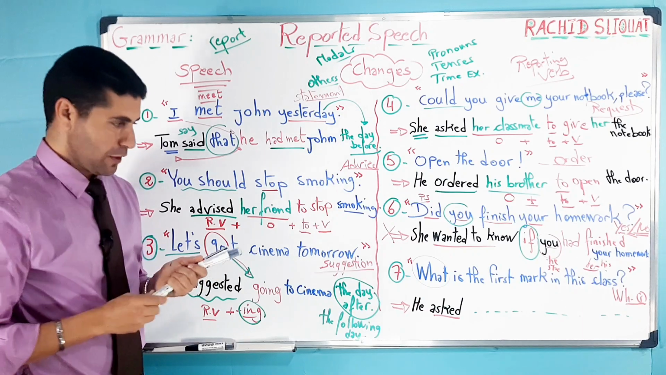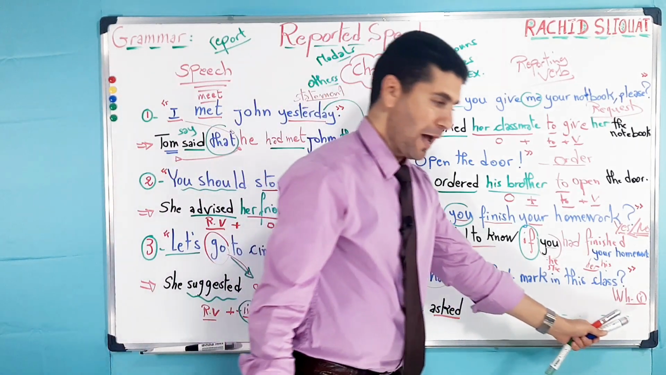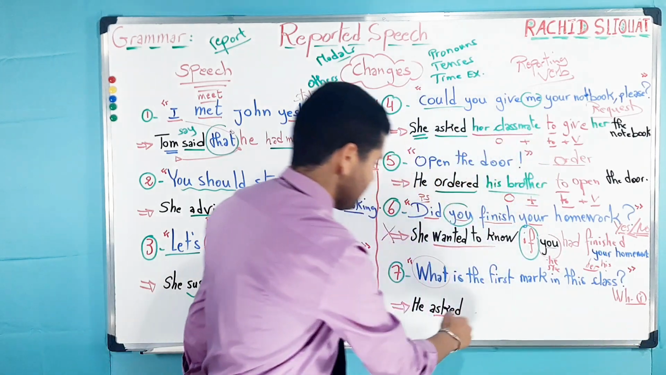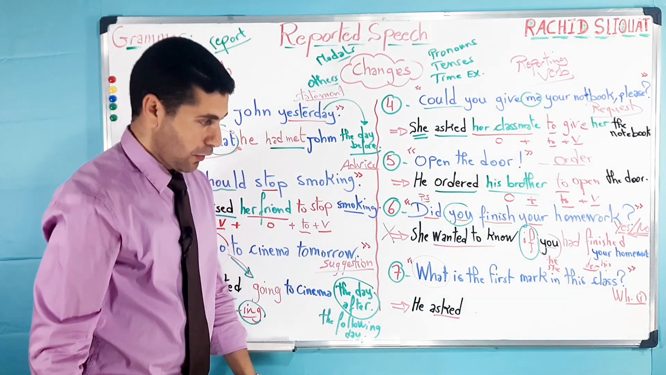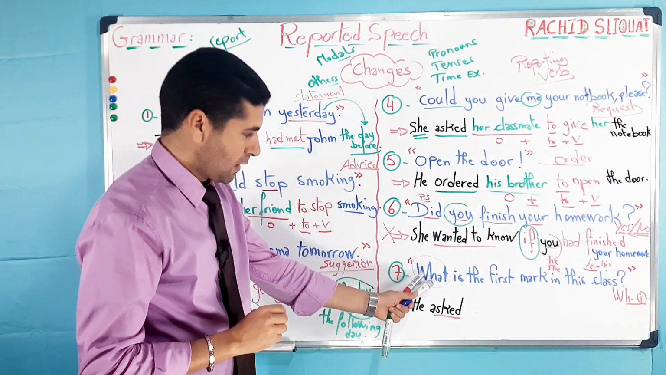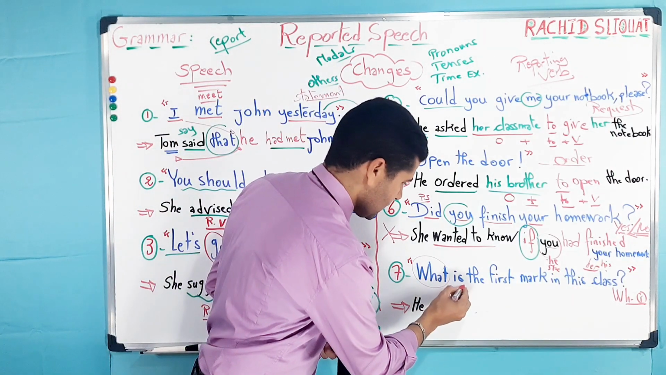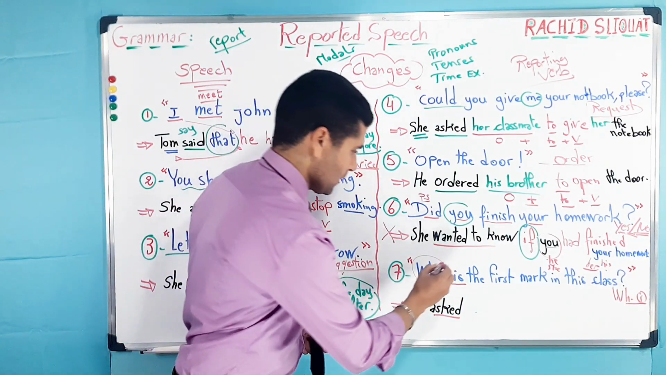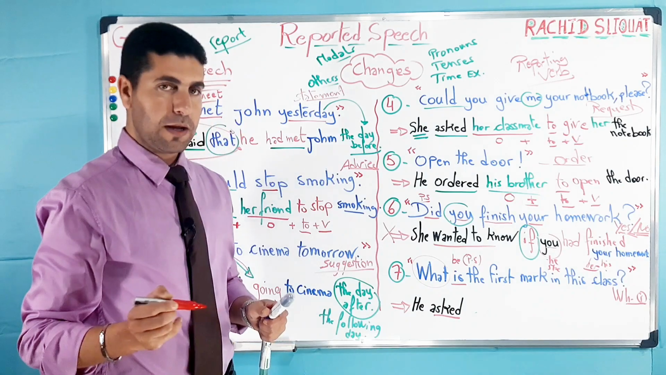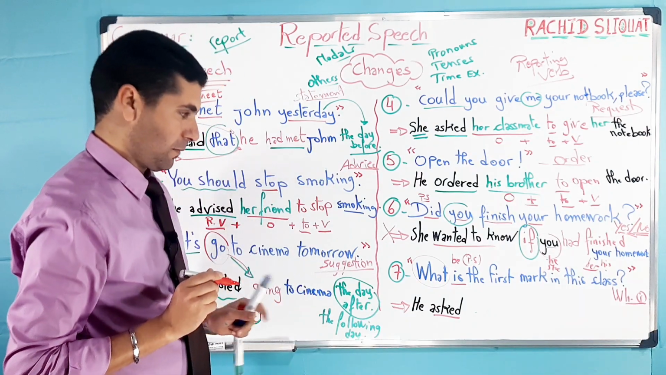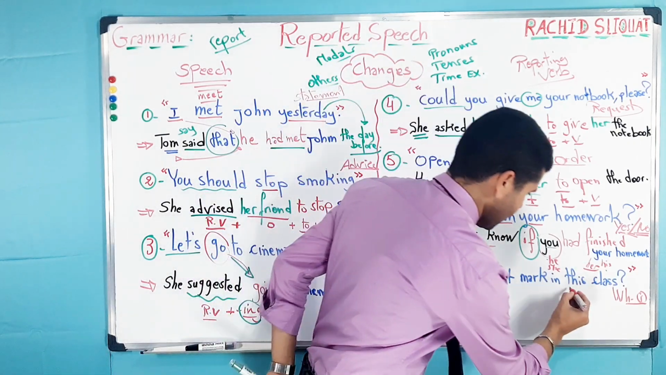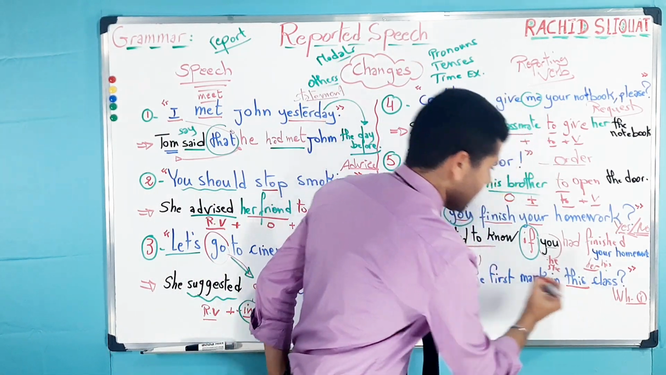Let's go to number 7, and number 7, it is a WH question. It is a WH question. All right, let's see. What is the first mark in this class? Now here we have WH, and we have the verb is, and this is the verb be. This is verb be in present simple. All right, verb be in present simple. The first mark in this class, here we have this class.